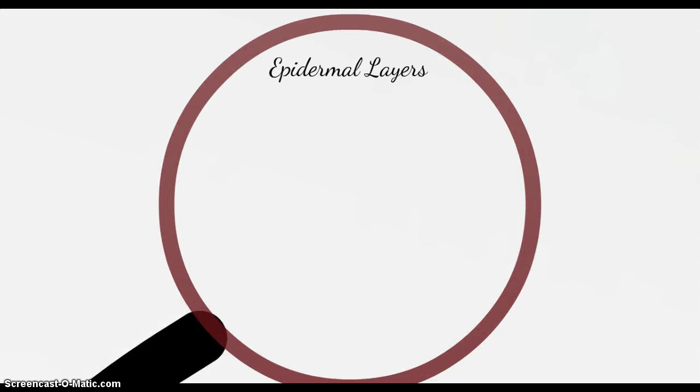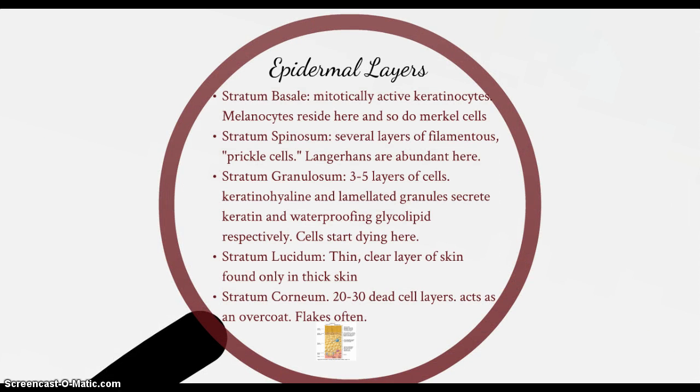Epidermal layers. There are 4 to 5 epidermal layers. There are 5 in the palms of your hands and the soles of your feet. There are 4 everywhere else. The first layer, the most deep layer, is the stratum basal. It contains mitotically active keratinocytes. Keratinocytes are epidermal cells, and they make up most of the cells in your epidermis. Then there are also melanocytes, and melanocytes secrete a pigment called melanin.